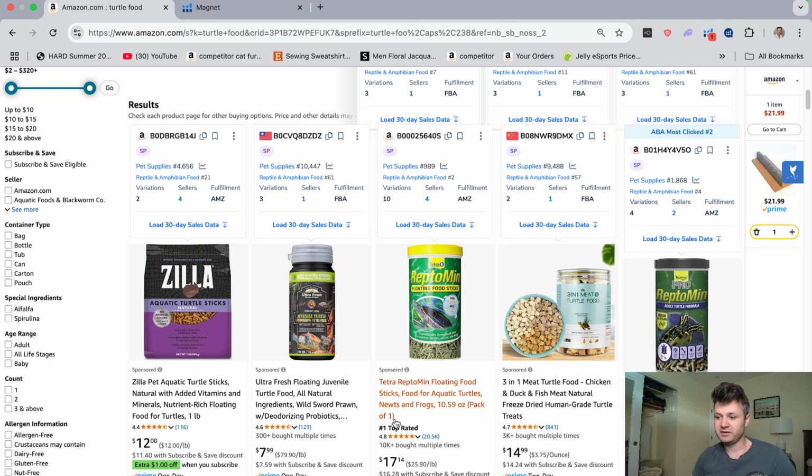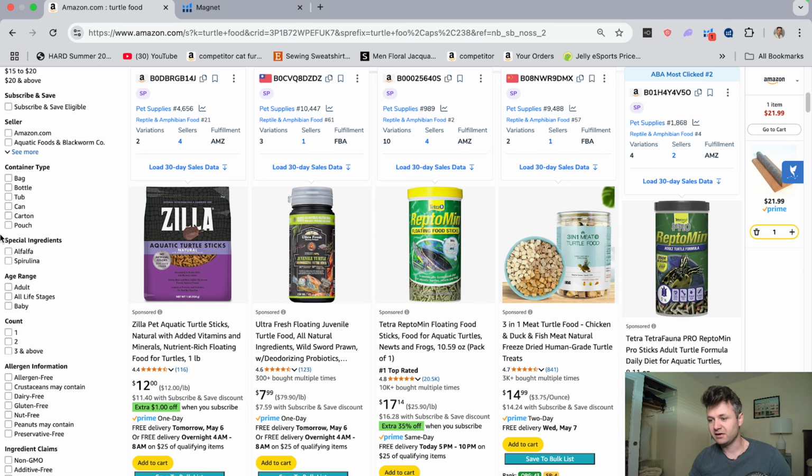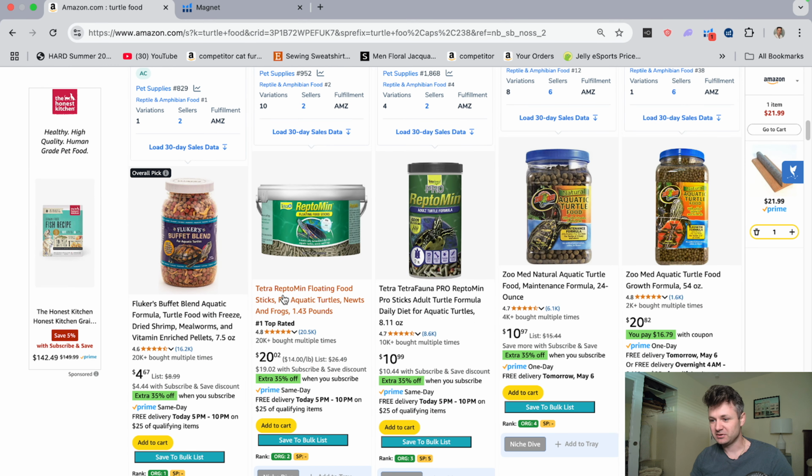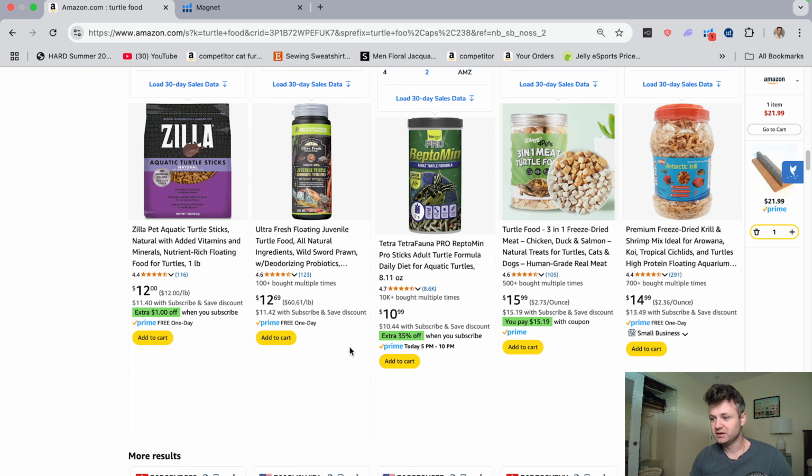Obviously, the prices are very low, so you'd have to come out with a very big jar of this, and you'd probably have a lot of turtles to come out with a big one. So these guys are going for $20 and still 20,000 orders. That's still crazy. So it looks like you can get away with $20. You just have to have killer branding.